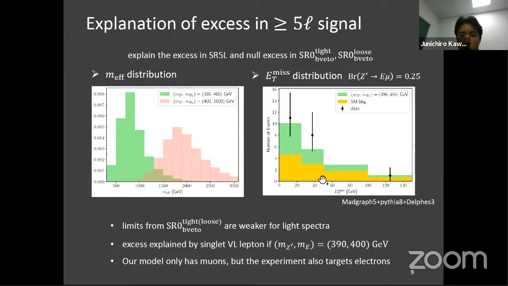We checked that, of course, the signal events in the other signal regions are sufficiently small, smaller than the current upper bound. So now we can explain the excess, but I should note that our model only predicts muons, while their excess may also include electrons. In such a case, we cannot explain the excess. Unfortunately, we couldn't find any flavor information in the experimental paper, so we just comment on that. But we could explain the excess if it is dominated by muons.